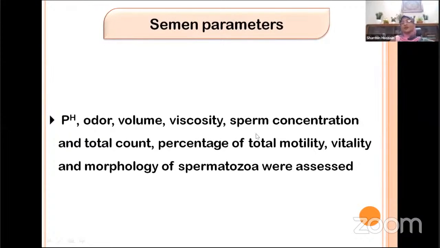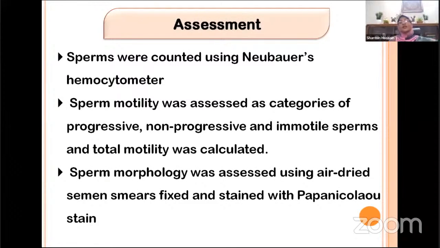pH, odor, semen viscosity, sperm concentration, total count, percentage of total motility, vitality, and morphology of spermatozoa were assessed. Sperm were counted using a Neubauer hemocytometer. Sperm motility was assessed as categories of progressive, non-progressive, and immotile sperm, and total motility was calculated. Sperm morphology was assessed using air-dried semen smears, fixed and stained with Papanicolaou stain.